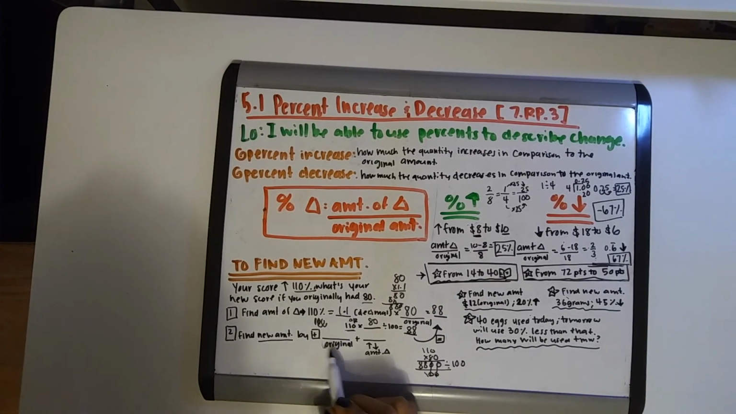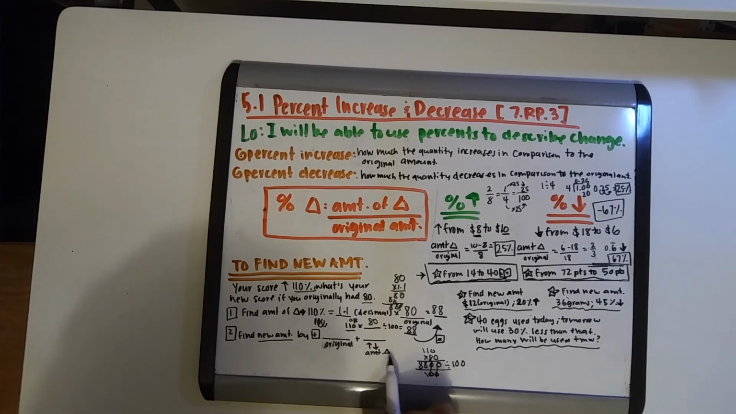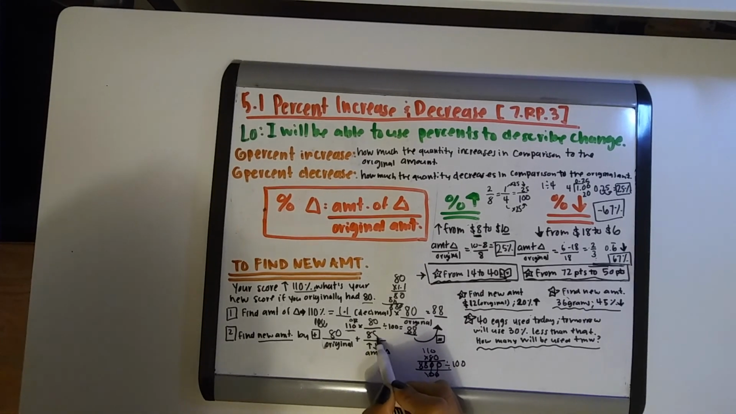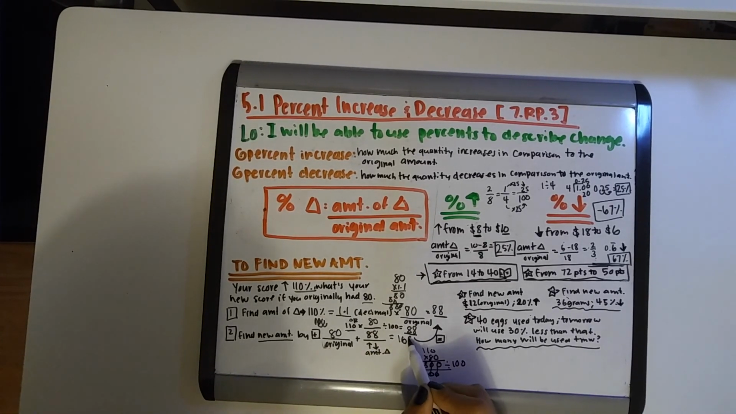So then you find the new amount by adding the original amount plus the amount of change. So my original was 80. What was the amount of change? 88. So that will give me 168. Okay, so that's how you find the new amount.